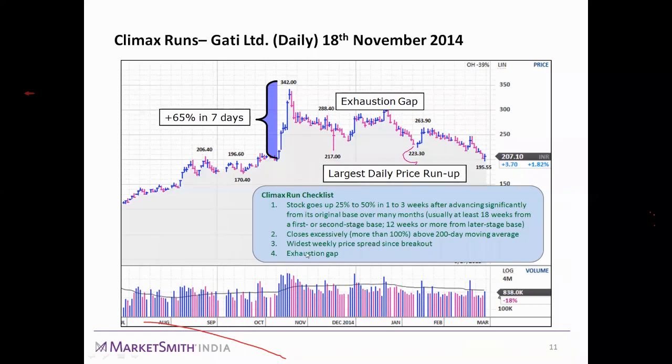It also closes excessively, if you see, more than 100% above the 200-day moving average. So the stock is trading 100% above its 200-day moving average, with the widest weekly price spread since breakout. All those things, gapping up, exhaustion gap, these are clear-cut signals of weakness. If you see here, there was an inflection point, and the stock actually went into a downtrend, and it never reached its all-time high again. So this is a classic example of a climax run.